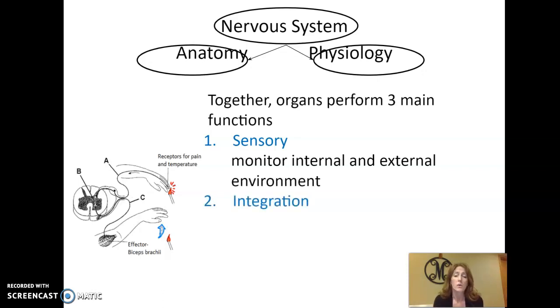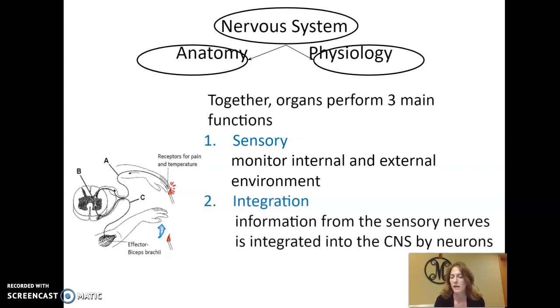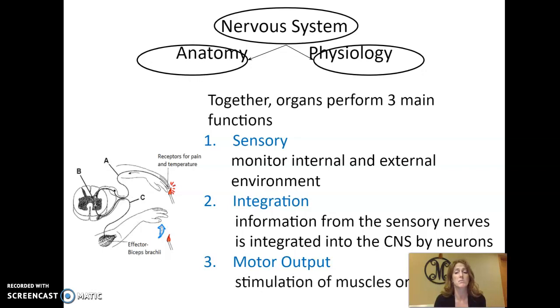Then your brain and your spinal cord are going to integrate or process that information. The information is picked up by the nerves and then it moves to the brain or spinal cord to integrate or process. And then lastly, it's going to make a decision. The brain or spinal cord is going to say, okay, this is okay, no problem, or action needs to be taken, and it's going to send out some sort of response.